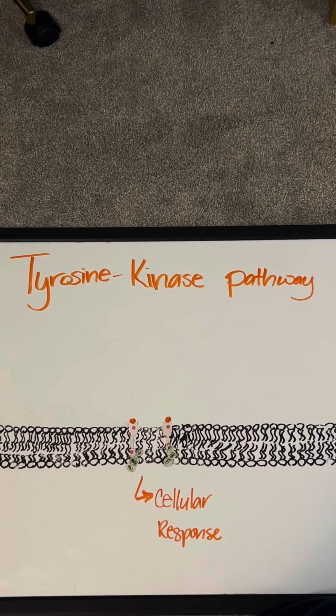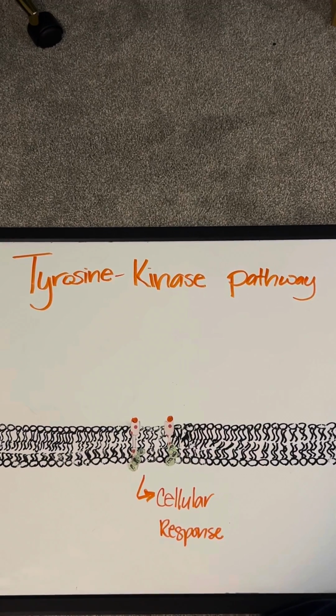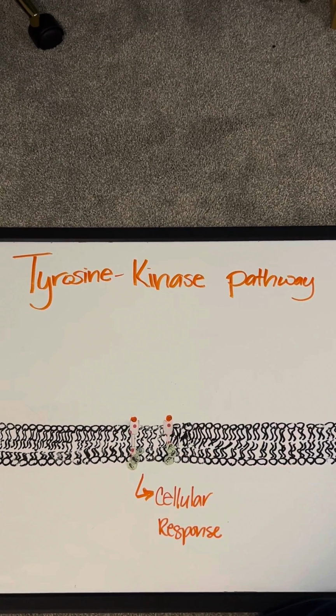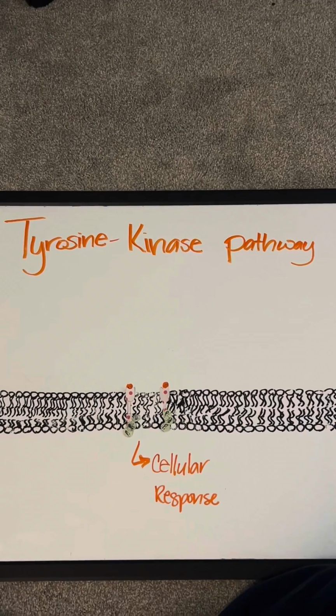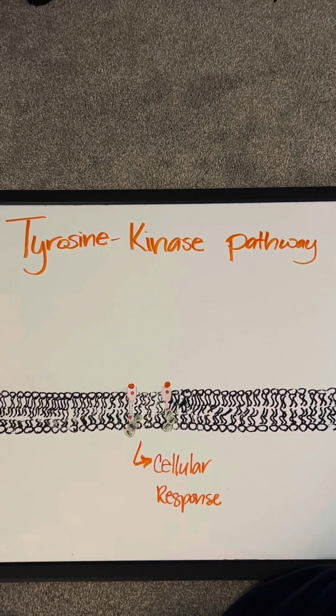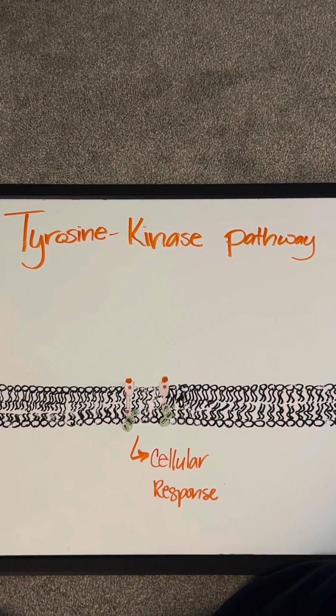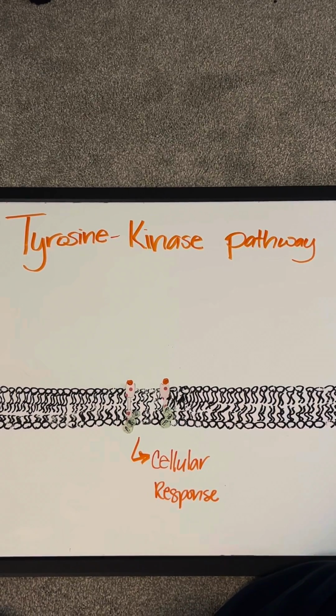The tyrosine kinase pathway is mostly involved with processes such as growth or emergency repair, and it also acts as a catalyst for rapidly activating up to 6 relay proteins at a time.